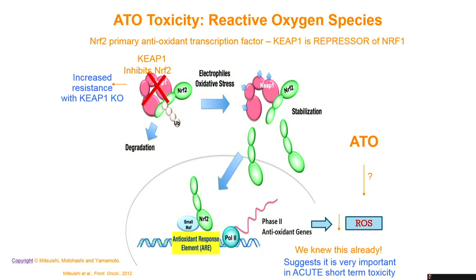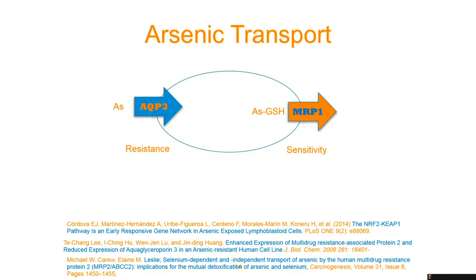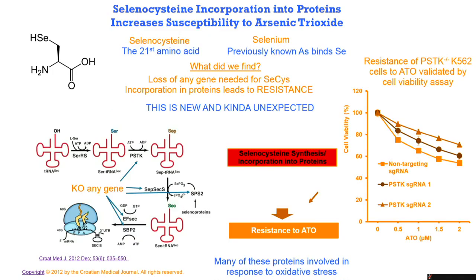So we knew this already, but it suggests that it's very important in the acute short-term toxicity that we're looking at. We found that there were a series of transporters that seemed to be implicated. Getting rid of the aquaporin 3 gene seemed to increase resistance, and getting rid of the MRP seemed to increase sensitivity, which suggested that these potentially play a role in transport of arsenic, although that needs to be directly demonstrated.